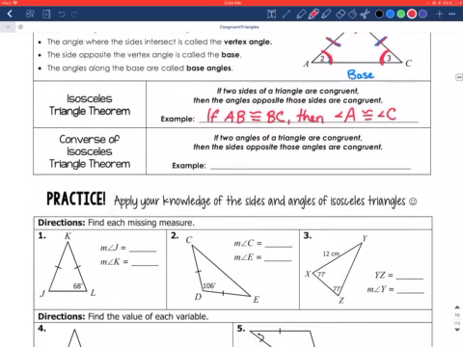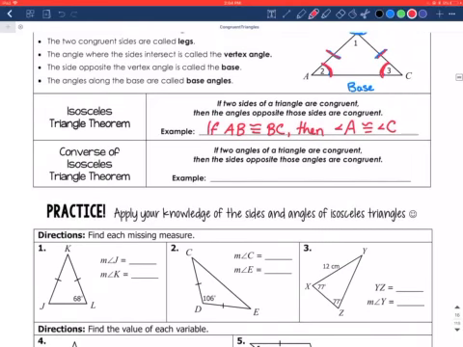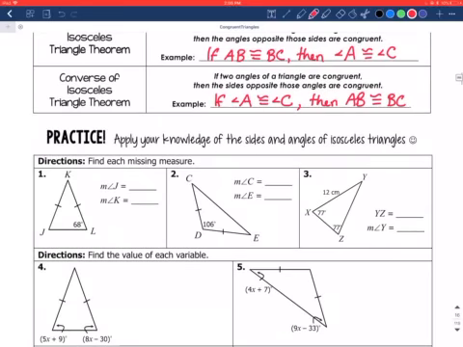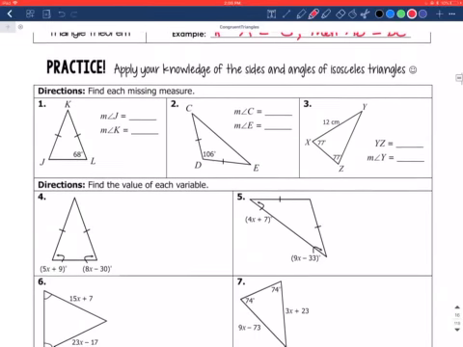Right? And then there's also a converse of that. If I don't give you the sides, but I do give you the two angles. So in other words, if I said angle A is congruent with angle C, and I gave you that, then you would know the opposite of this theorem is also true, that those two sides are congruent. So it can go both ways.